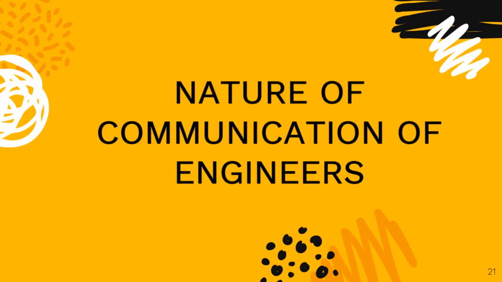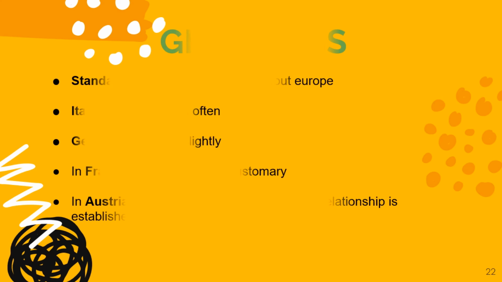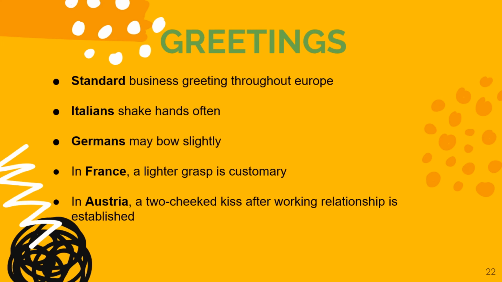The final lesson we're going to learn today will be the nature of communication of engineers. Here are some facts about greetings. Throughout Europe, business greetings are standard. Italians shake hands often. Germans may bow slightly. In France, a lighter grasp is customary. In Austria, a two-cheek kiss after a working relationship is established.